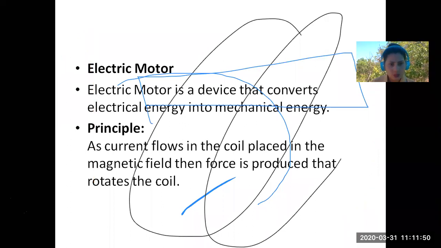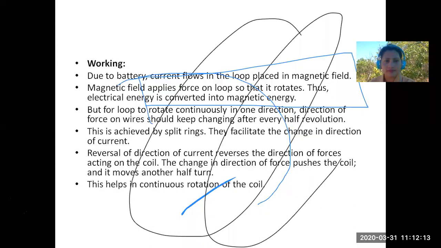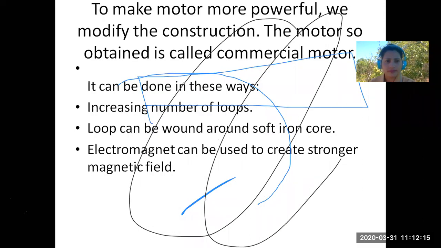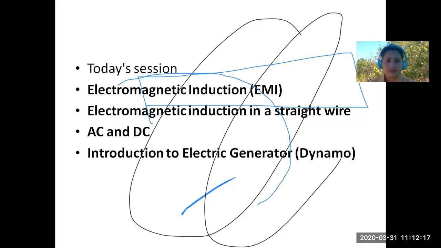Once again, read what is an electric motor, and I have explained the principle just now. As the current flows in the coil under a magnetic field, force is produced. And the next topic we are going to learn is the inverse or converse of this. The converse of that word is electromagnetic.